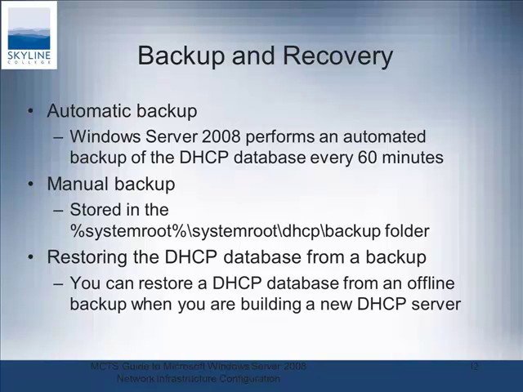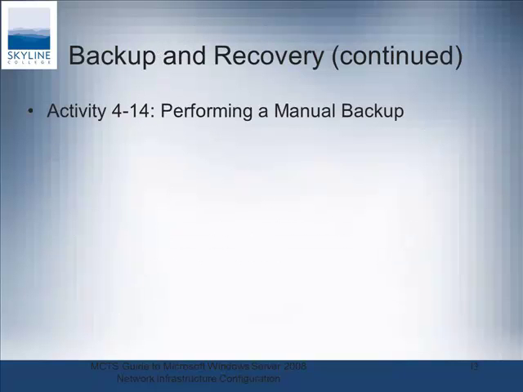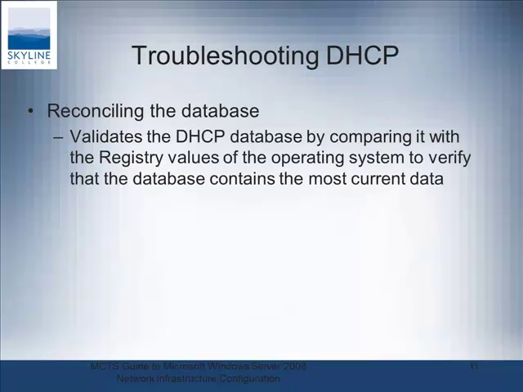Restoring it, you can restore the database from an offline backup when you're building a new DHCP server. The DHCP server died, and we were smart enough to back it up to a drive that's someplace else, not on that server. And we have the backup of the database. We can put the new DHCP server in, the new role in, and restore that database. So we'll have all of the addresses, whatever the last status was of that device.